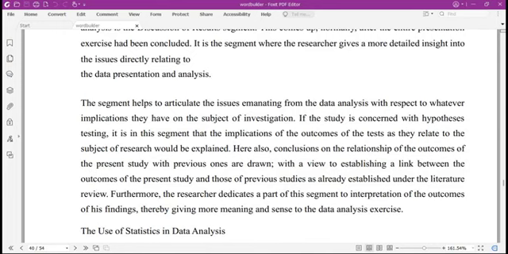So there has to be a link. You tell us why yours is the extra thing you have gotten in the course of your research as related to the other research that has been done. Furthermore, the researcher dedicates a part of this segment to interpretation of the outcomes of his findings, thereby giving more meaning and sense to the data analysis exercise.